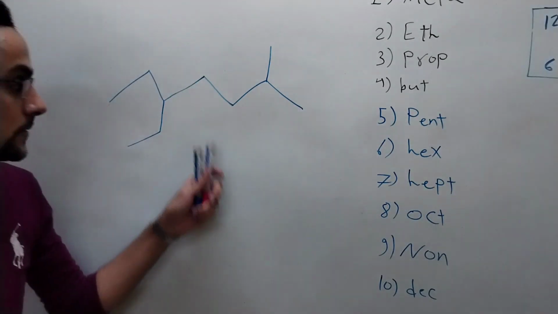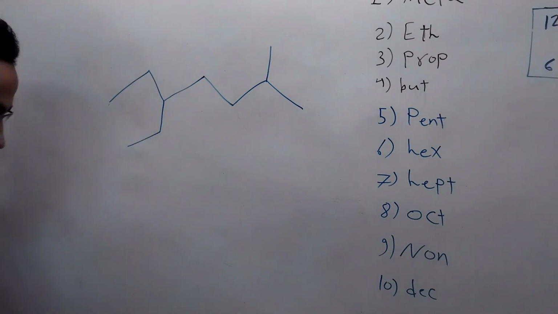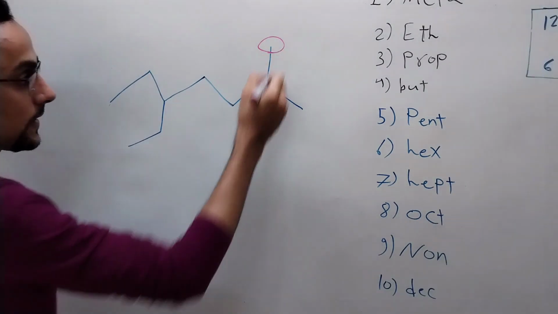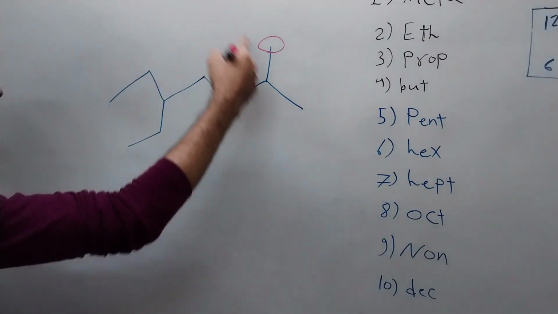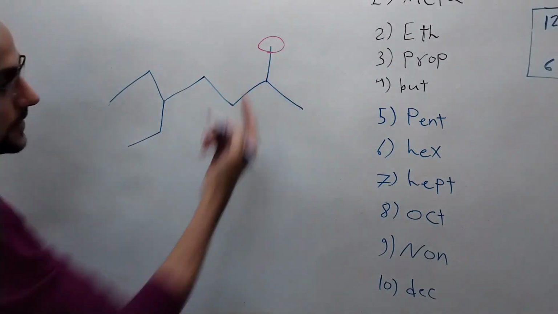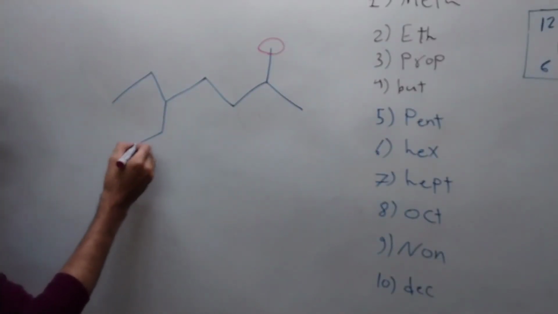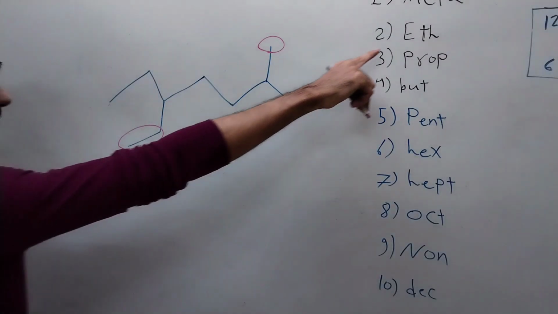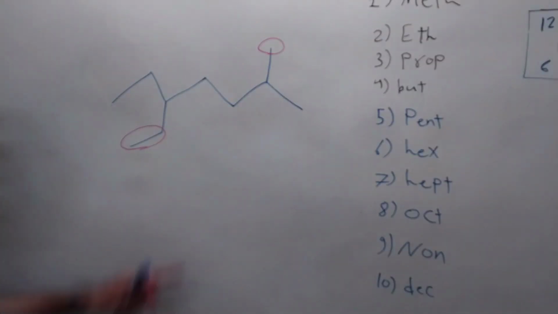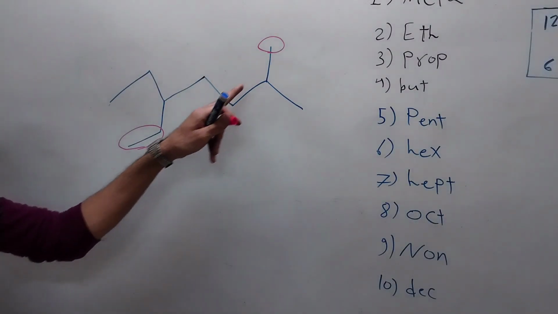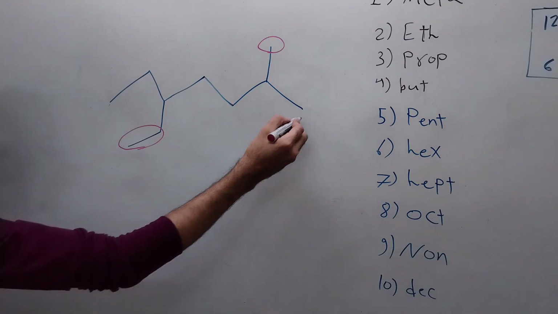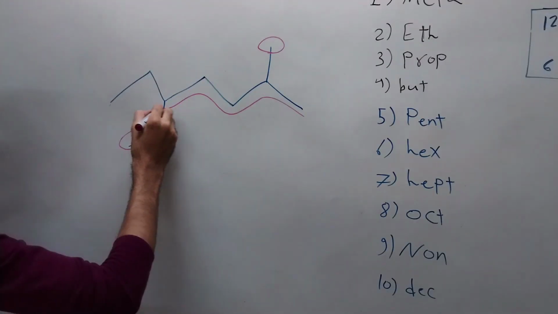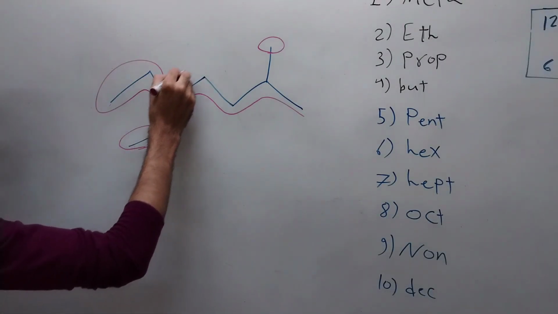This hydrocarbon has 2 groups. Here we have a methyl group, which is a carbon attached to 3 hydrogens, 1 carbon, so it's methyl. And we have here an ethyl group, which is 2 carbons. That's why it's called ethyl. So we have methyl and ethyl groups. The longest chain is this horizontal chain. So we mark this long chain here.